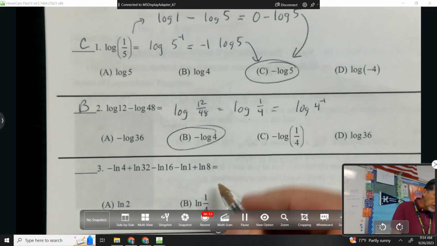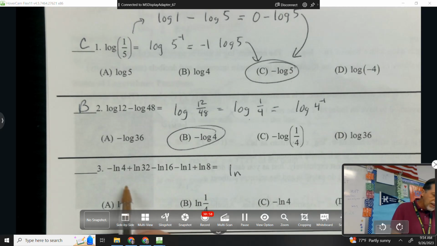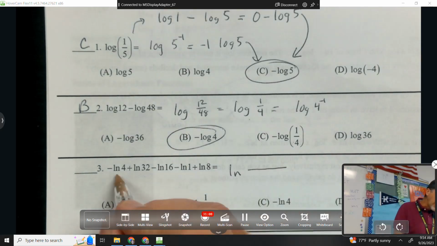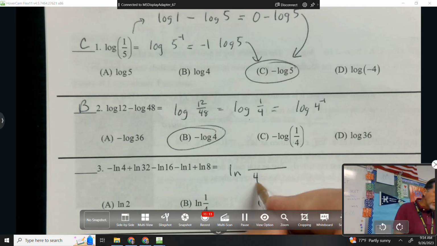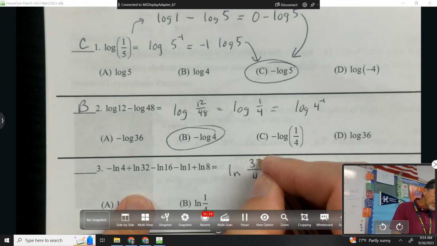Oh, number 3. Okay, this combines some things. Basically, if logs are added, that means you can multiply their arguments. If they're subtracted, you divide their arguments. So anything with a negative sign is going to go to the bottom. That sort of makes sense because a negative exponent would flip things over. A positive exponent would be in the top.